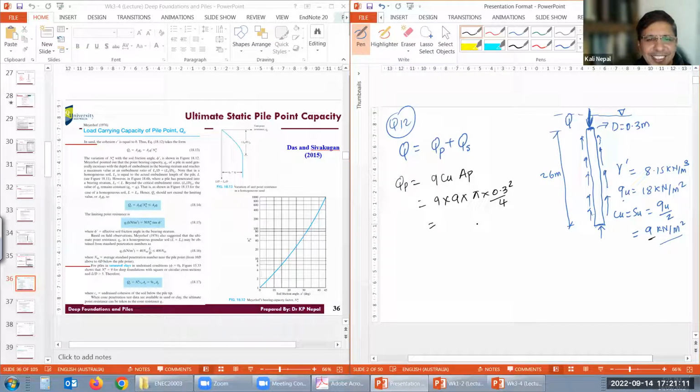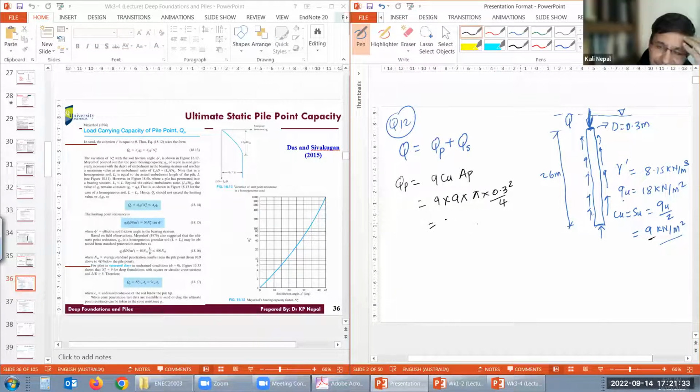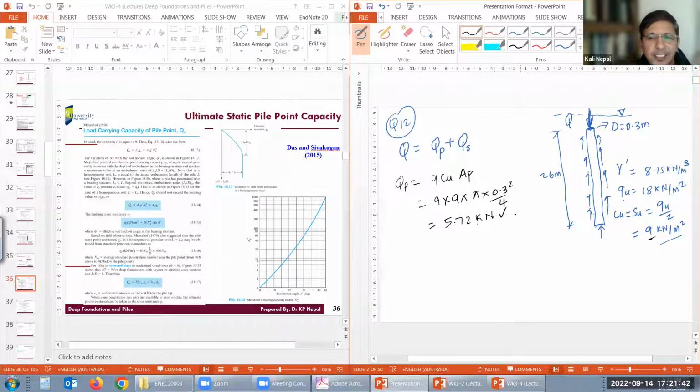Can you calculate for me the point capacity we got? Give me the value. 572.72 kilonewton, right? Because it's already kilonewton, not the pressure, it's a load, right? Total load. Good.